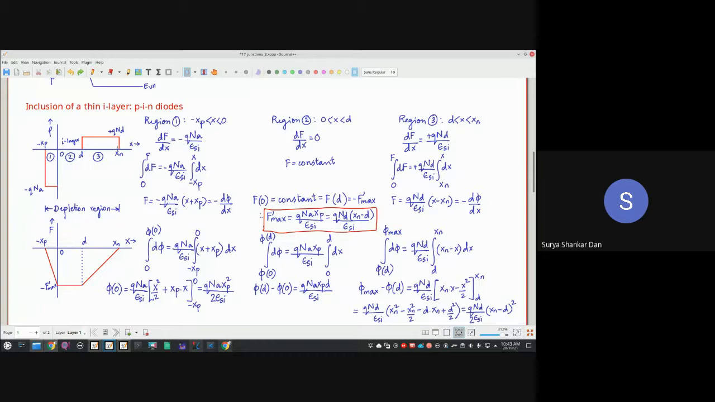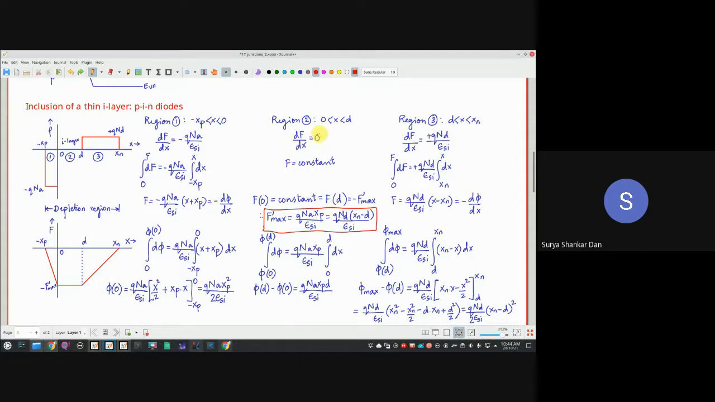three regions, 1, 2, 3. Typically, as we have done in the case of our quantum mechanics, we have applied the Poisson equation or Maxwell's first equation in the three regions. So in region 1, known. In region 3, it is also known. In region 2, the charge density is 0 because it is an intrinsic layer, right? You have not doped there. So instead of Na, it is going to be 0. Instead of Nd, it will be 0.